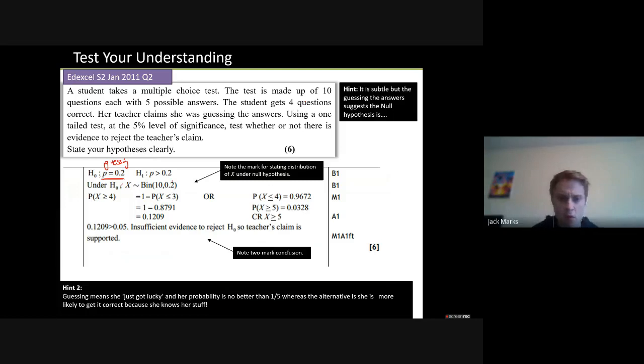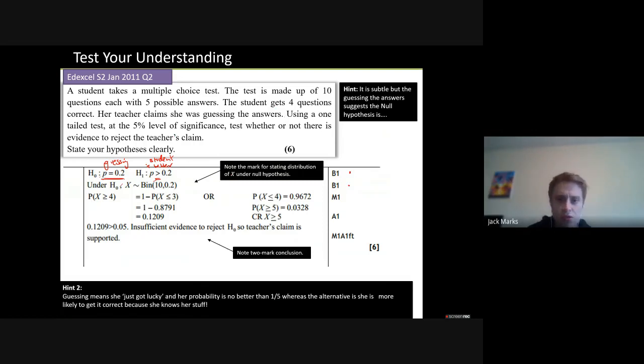So 0.4. So that suggests that the inequality that we're looking at is like this. Okay, this suggests that the alternative hypothesis is a bit like, you know, the student is better than what the teacher is thinking. That's pretty much kind of what that means. Well, that's that part there. You get your mark. Write this out. So X tilde B is fine. 10, 0.2, or you could leave p in there. Okay, that's your other mark.